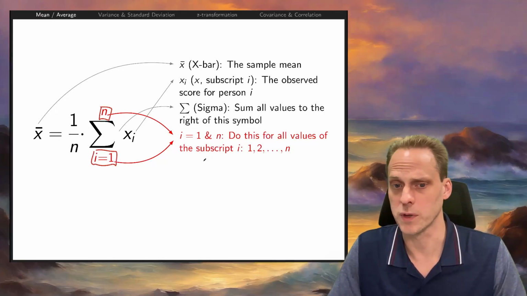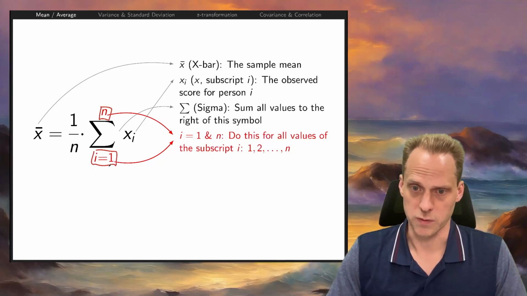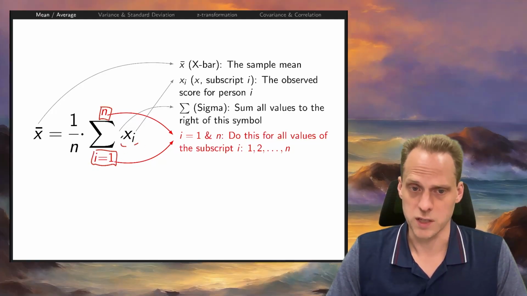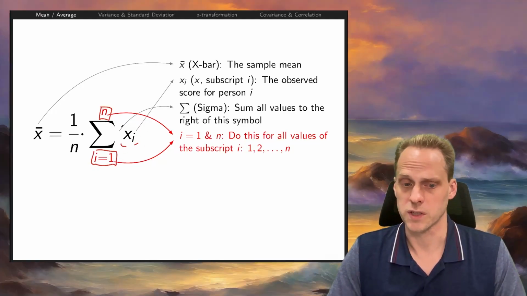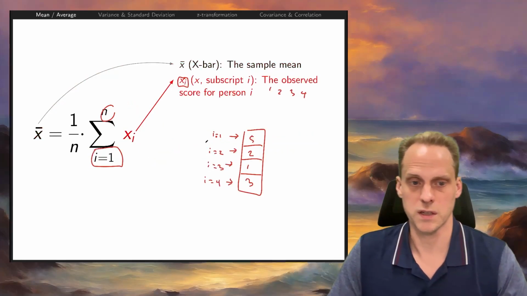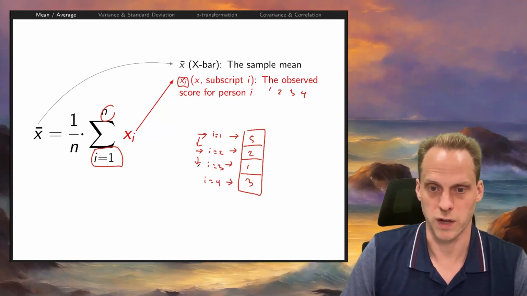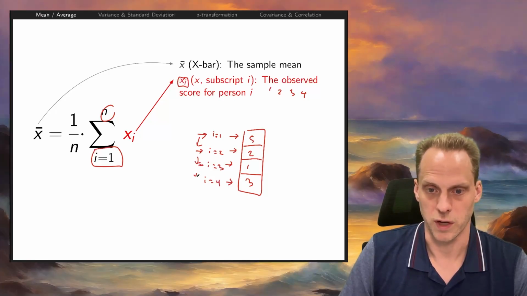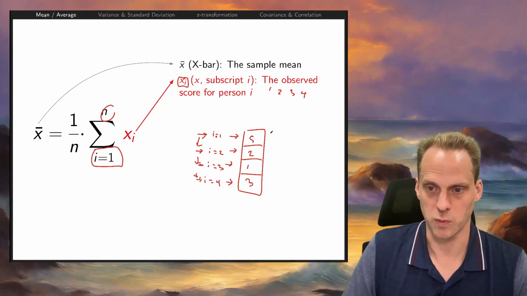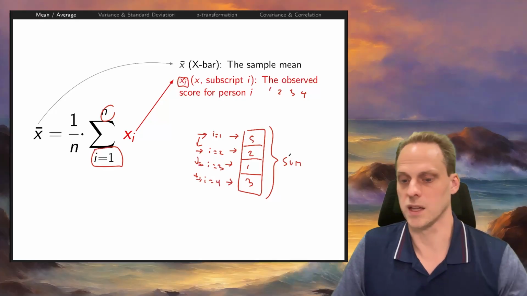n is the number of people in our dataset. So for each of these values, i equals 1 or 2 or 3 or 4 or 5, take this and then sum all those values together. That's what this notation is telling us. Right, so if we go back to our data here, we start with i is 1, then we go to i is 2, then we go to i is 3, then we go to i is 4. We don't do anything, we just list them, and then we sum them all together. Just adding them, all right?